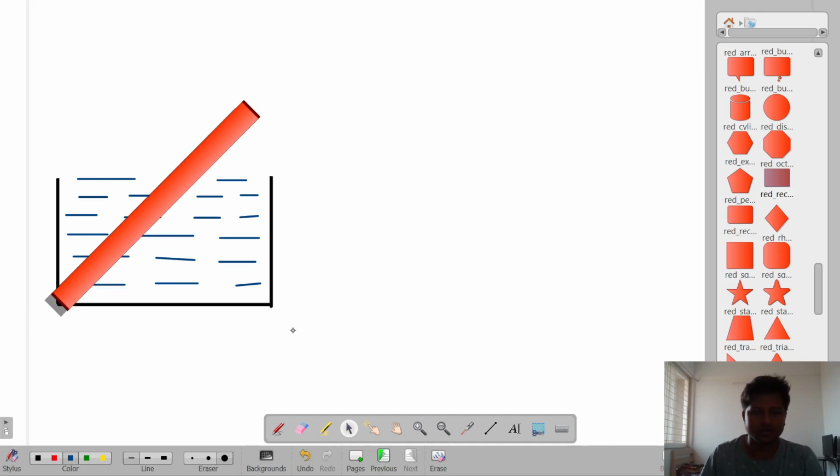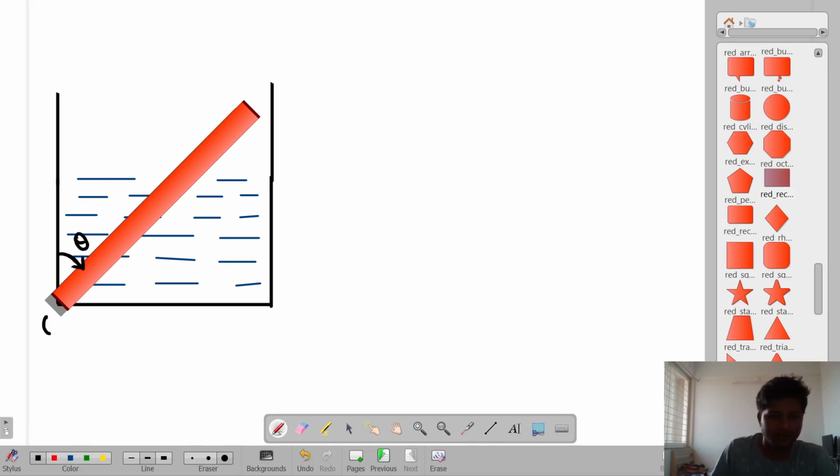Now look over here. See, what is the condition? When it is trying to rotate, at that instant of time, it was making some kind of angle theta with respect to one side of the container. Okay, and this is my origin O. The liquid level is of height h.